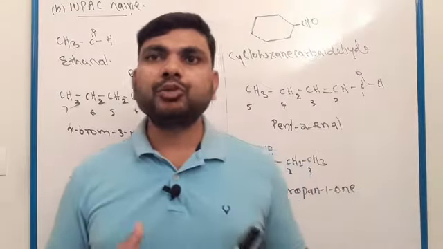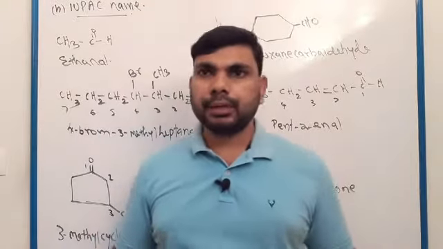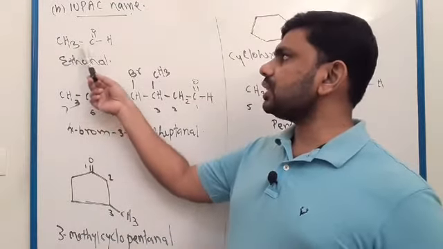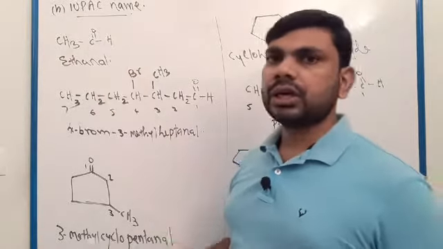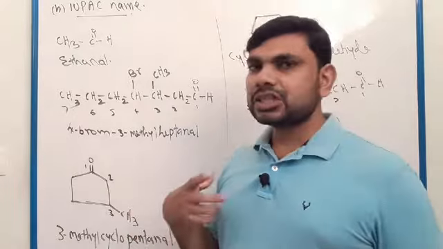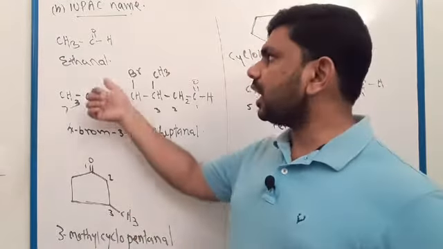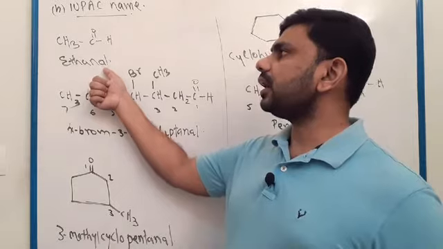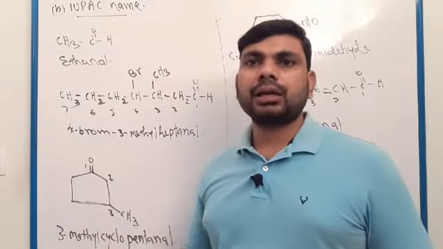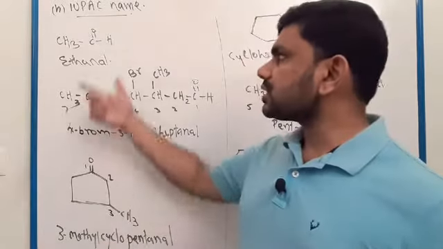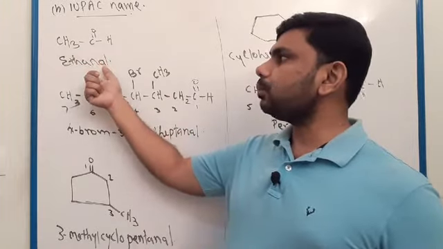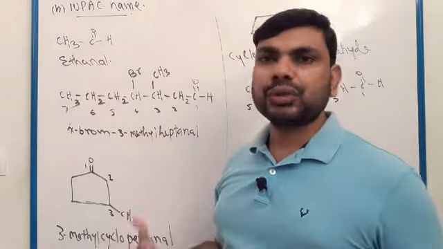Next, we discuss the IUPAC name, the second part. Here the first one is CH3 C double bond oxygen hydrogen. This is an aldehyde with 2 carbon atoms, so its name starts with eth. The name of an aldehyde ends with al: ethanal, propanal, butanal. The name depends on the number of carbon atoms, and the name of an aldehyde ends with al.